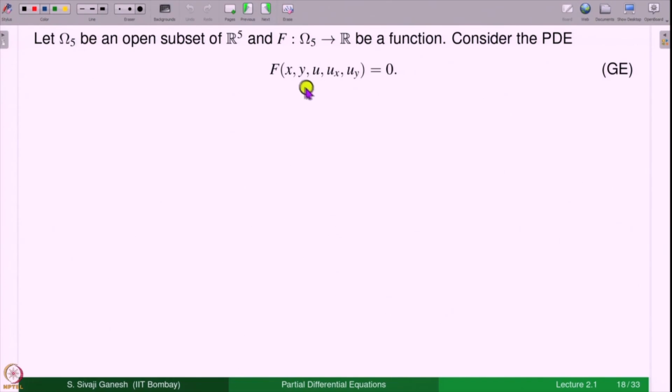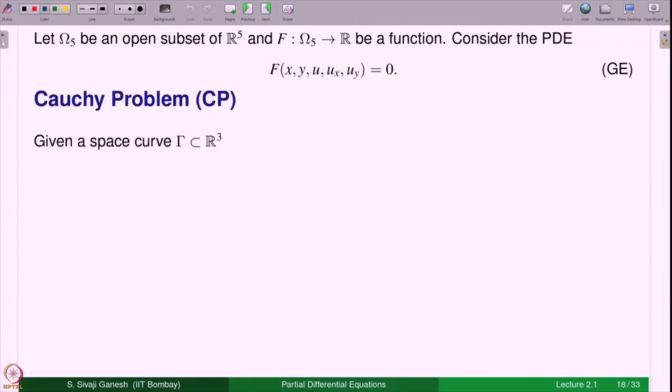So, x, y are independent variables, u is the dependent variable, these are the derivatives. So, there are 5 quantities here. So, f must be defined on a subset of R5, and that we denote as omega 5, a subset of R5, and you have a function, and then this will define a partial differential equation. So, what is a Cauchy problem?